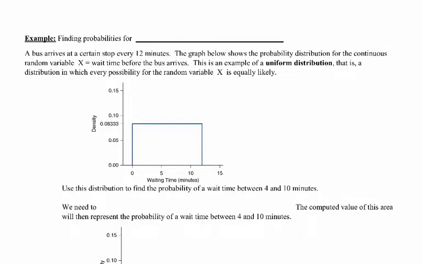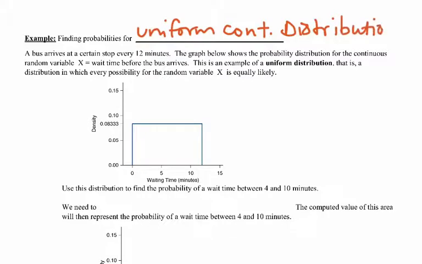Let's look at another example. So finding probabilities for, these are called uniform continuous distributions. So a uniform distribution is where the probabilities of all of the events have an equally likely chance of occurring. And you can tell in this figure, we're looking at times at a bus stop. So let's read the example.